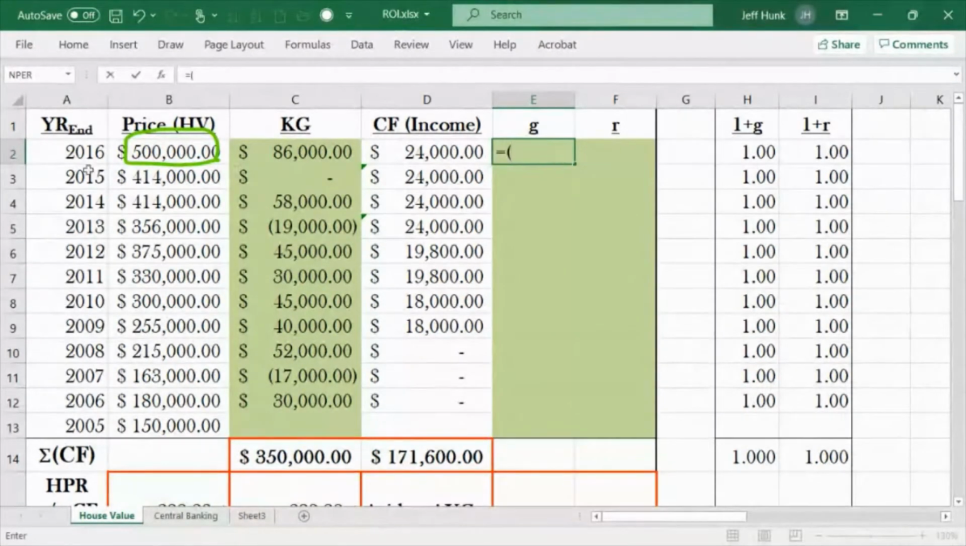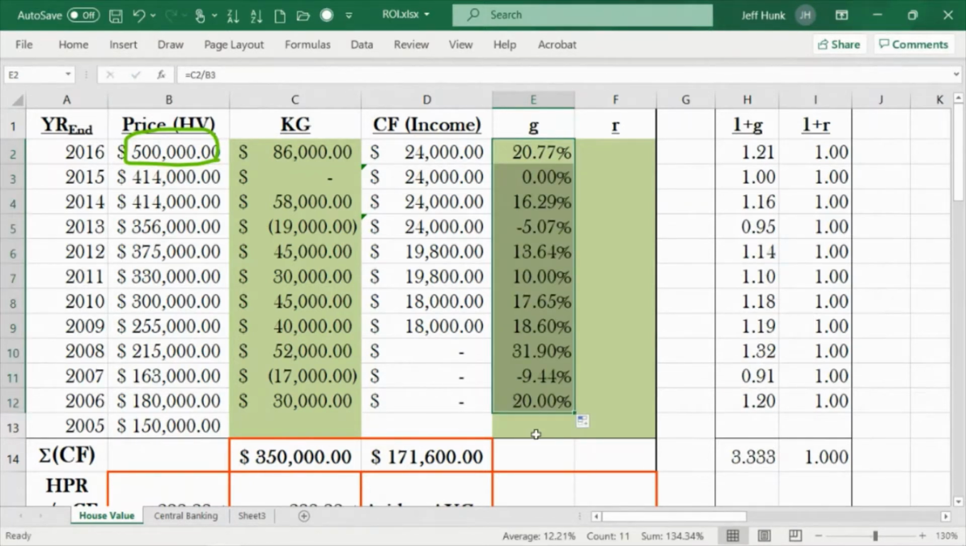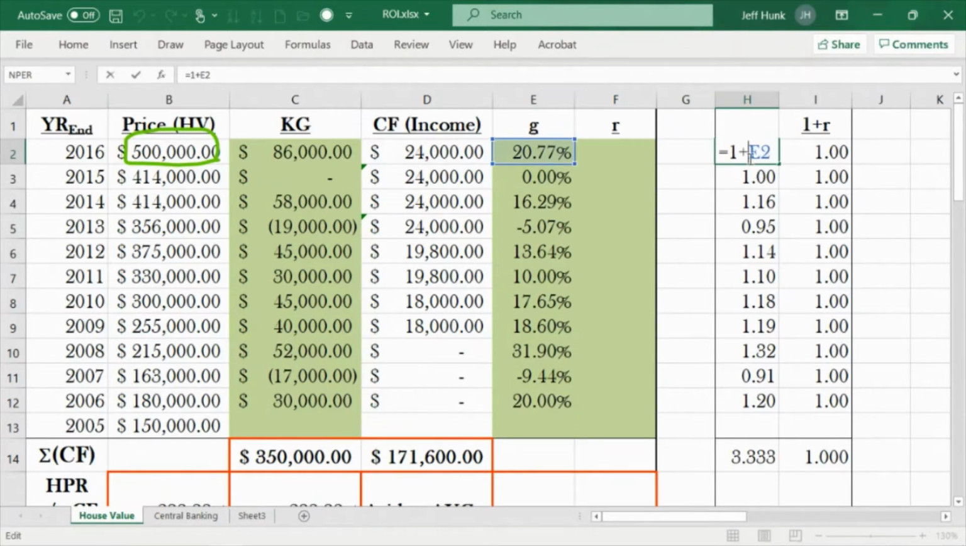Then all you need to do is this minus this, which is already done, the capital gains. And then you divide it by the previous year's price because it's the growth over 1 year. And then you drag it down, and this is going to automatically populate. Why? Because I already built it in there. It's 1 plus G, so I did it like that.